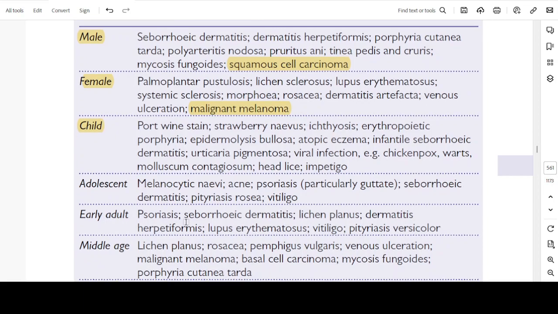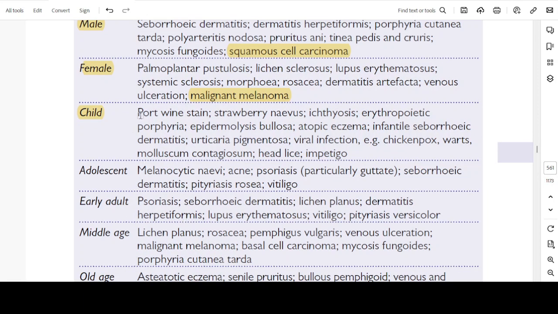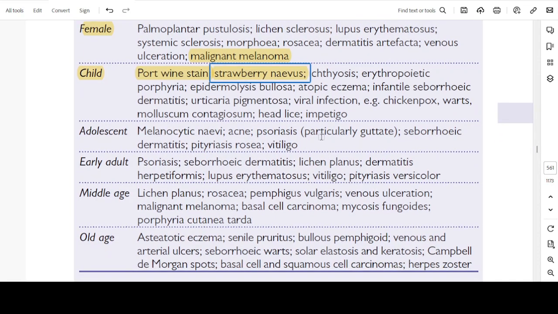Child: port wine stain, strawberry nevus, ichthyosis, erythropoietic porphyria, epidermolysis bullosa, atopic eczema, infantile seborrheic dermatitis, urticaria pigmentosa, viral infection, for example chickenpox, warts, molluscum contagiosum, head lice and impetigo. These are common in children.